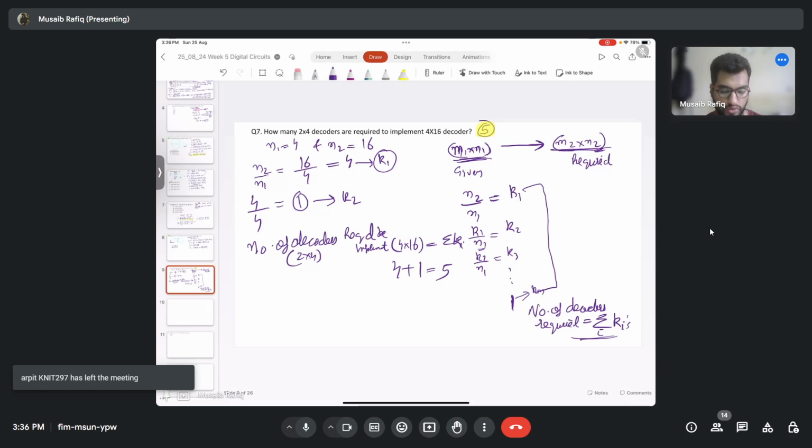So what I have here is a 4:16 decoder that needs to be implemented by a 2:4 decoder, 2 cross 4 decoder. So my N1 is 4 and my N2 is 16. I'll divide 16 by 4 and I'll have 4, that is my K1. Then I'll divide this K1, 4, by 4 because my N1 is 4. I'll get 1. And K1 plus K2 is 4 plus 1, that is 5. So my required answer is 5.